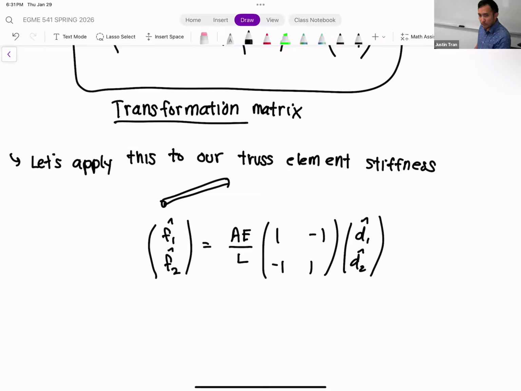Remember, that element stiffness matrix that we've been working with is defined in a coordinate system local to the element. But like we mentioned earlier, if you're doing problems in 2D, you can't be working with the local coordinate system. So we want to transform this matrix to be compliant with the stationary coordinate system. Essentially, we're going to apply our transformation matrix on both sides of this equation, so that instead of F1 hat, F2 hat, D1 hat, D2 hat, we have these in terms of the stationary coordinates.